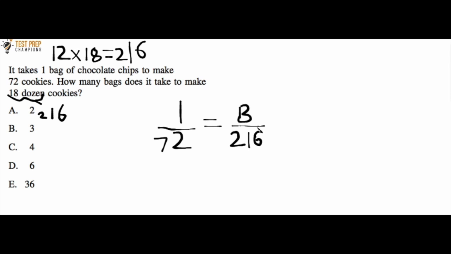So I set up this relationship, and if I want to get B by itself, if I have B divided by 216, what am I going to do? Well, I'm going to multiply by 216. If I multiply by 216, these are going to cancel out. And whatever I do to one side, I also have to do to the other side. So 216 divided by 72 is 3. So the answer here is 3.